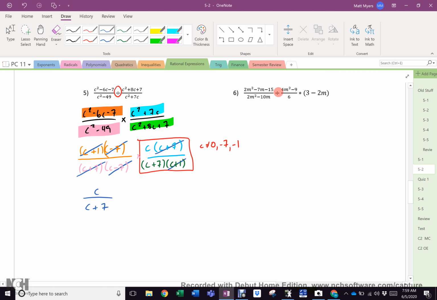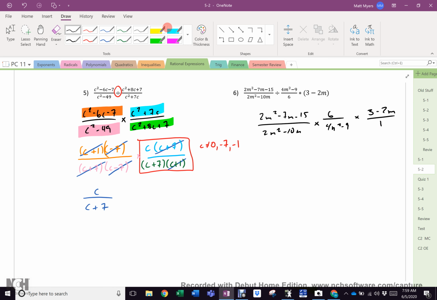And finally, number 6. What? Division and multiplication? Mr. Myers, you're crazy. But we're going to do it. So we remember it is 2m squared minus 7m minus 15 over 2m squared minus 10m times 6 over 4m squared minus 9 times 3 minus 2m over 1. All right, so let's do this thing.